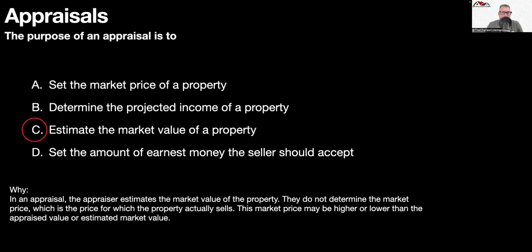The purpose of an appraisal is to estimate the market value of a property. In an appraisal, the appraiser estimates the market value of the property. They do not determine the market price, which is the price for which the property actually sells. The market price may be higher or lower than the appraised value or estimated market value.